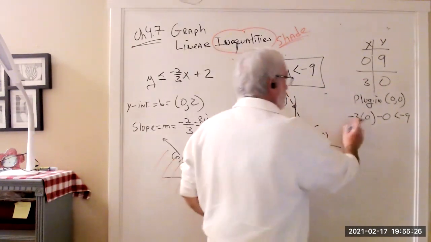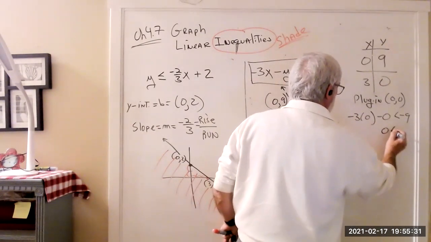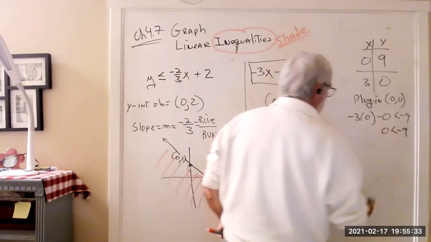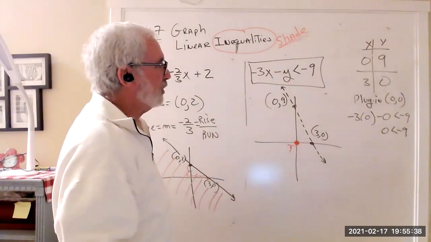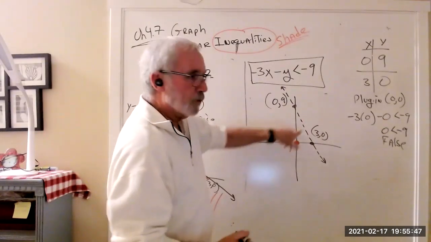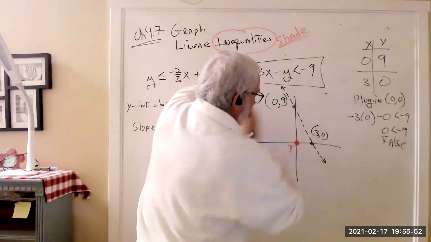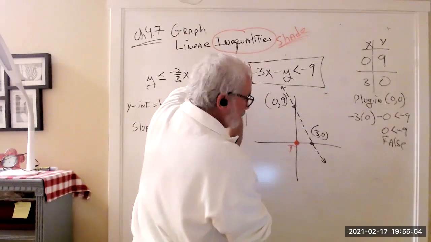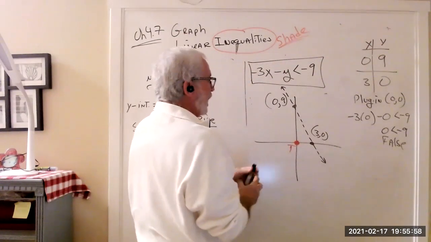So I'm plugging all this in. So this becomes 0 minus 0. So this is 0 is less than negative 9. Is that a true or false statement? False. Okay. That means my test point was false. That means everything below the line where the test point was is false. So that implies truth must be up here, and that's where I shade.